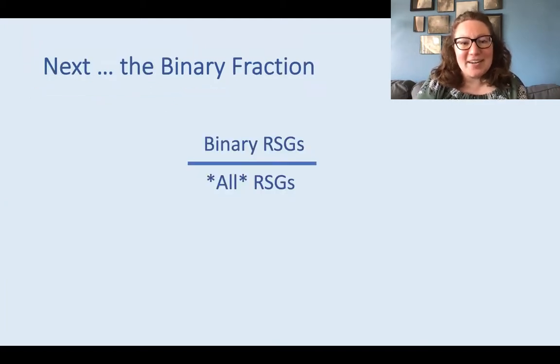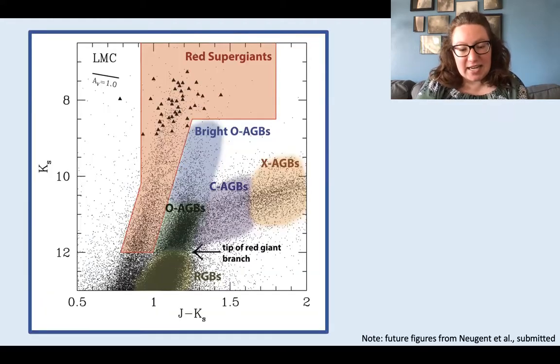So next up, I wanted to determine the binary fraction. I had a good sense of the number of binary red supergiants, but to get the fraction, I needed to divide by all red supergiants. First I focused on the Large Magellanic Cloud as my first test case. Here is a nice color magnitude diagram of near infrared colors, where the foreground stars have been removed using Gaia. Here we have 2MASS colors of stars in the Large Magellanic Cloud.